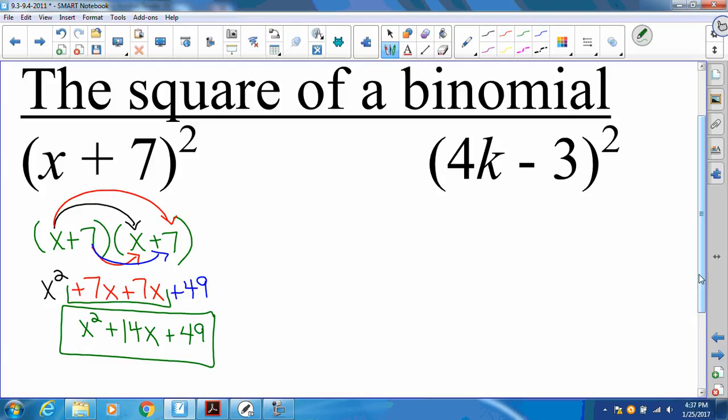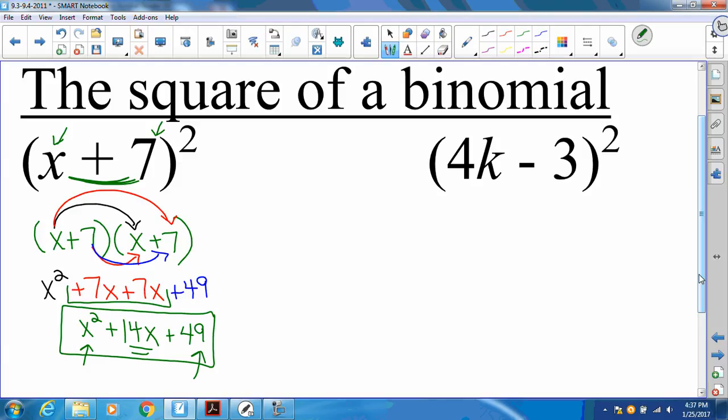So if you notice what's happening here, in my final answer, you're squaring the first term, and you're squaring the last term. That's the coefficient that you're getting out, 49. So you square the first and you get x squared. Square the last and you get 49. And then if you put this together, that would be 7x, and then you double it, and that's where you get your 14x if you want a shortcut.